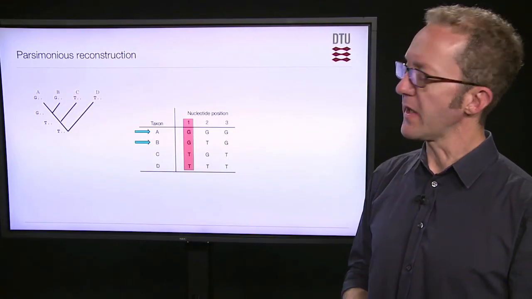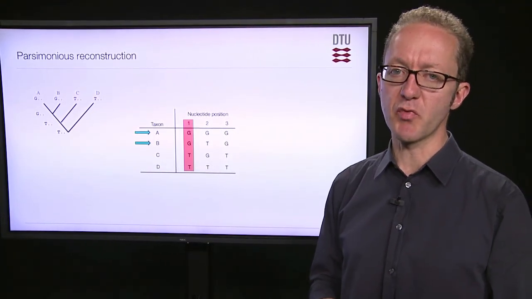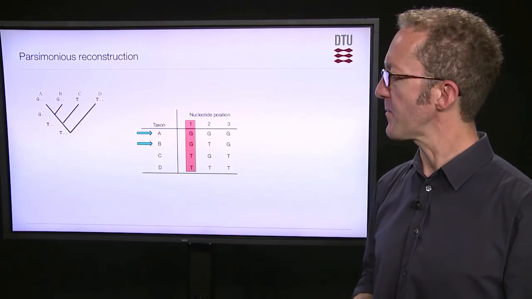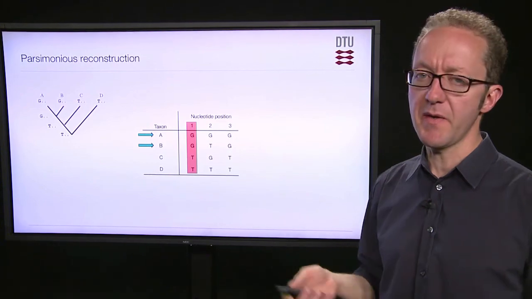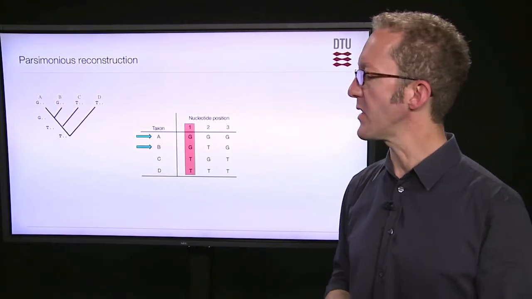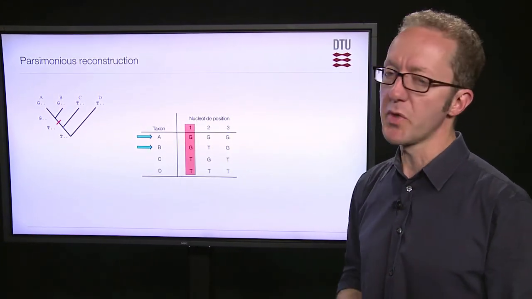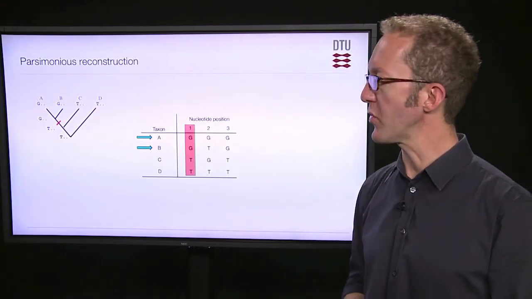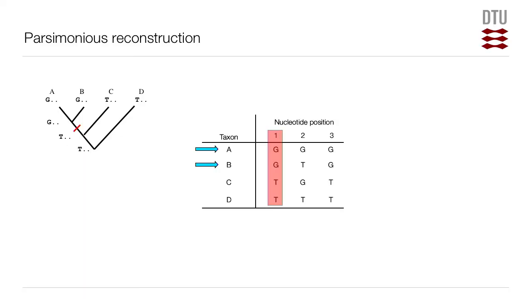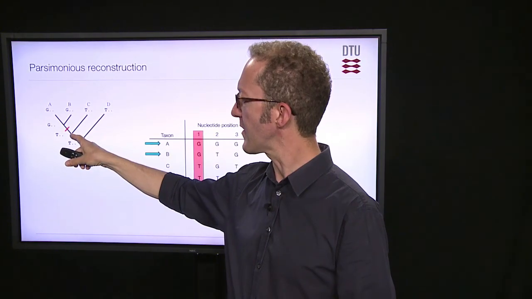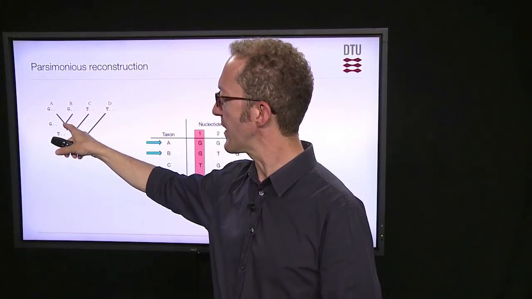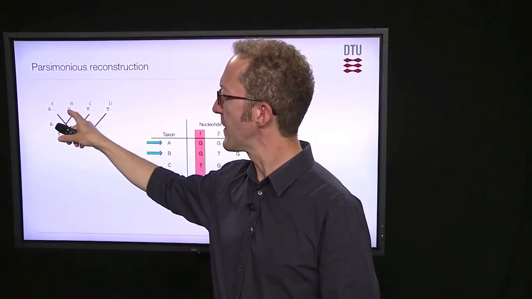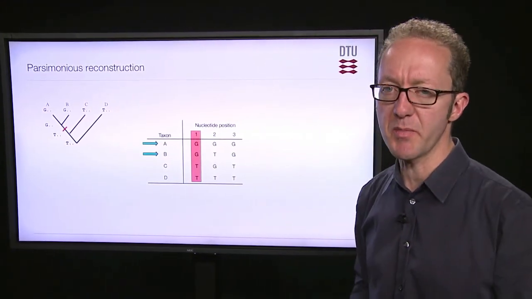Based on that, we can actually also do a parsimonious reconstruction of the evolutionary history. Since C and D have a T, and since A and B have a G, there must have been a change at some point in the evolutionary history. We can infer that maybe it was on this internal branch in the tree. The ancestor here had a T, this ancestor had a T. On this branch, the T mutated to a G. That ancestor then had a G, and both A and B then inherited that G from their common ancestor.